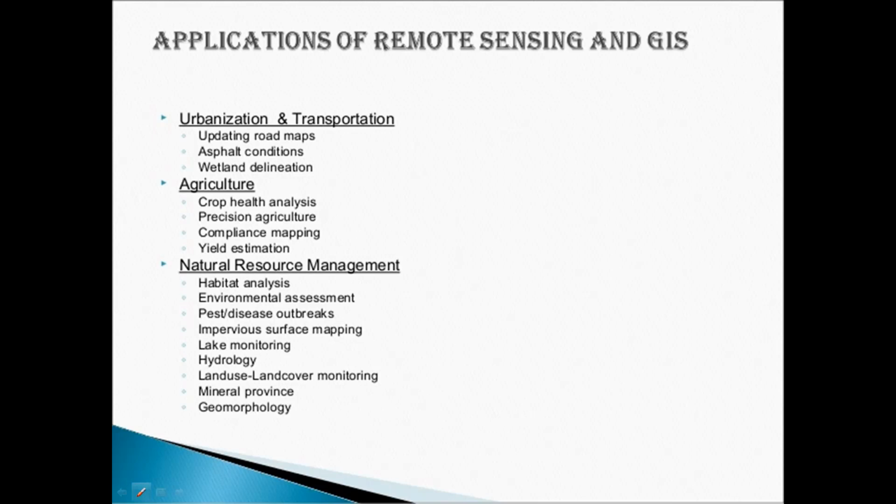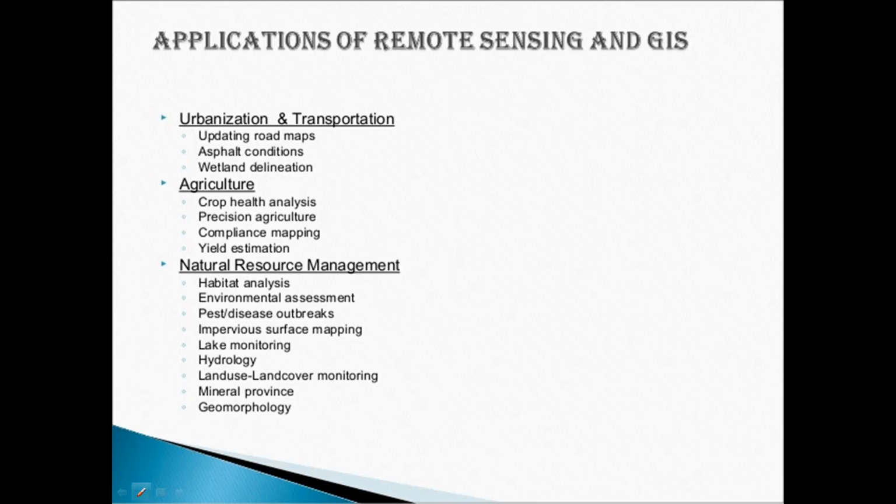First one, crop health analysis, precision agriculture, compliance mapping, yield estimation. Mainly in the agriculture concept, these four kinds. Crop health analysis will be estimated, and for precision agriculture, exact information will be gathered in agriculture aspects, and the compliance mapping and the yield estimation. Yield estimation also will be gathered for the agriculture aspect. See another one, third one, natural resource management, habitat analysis.